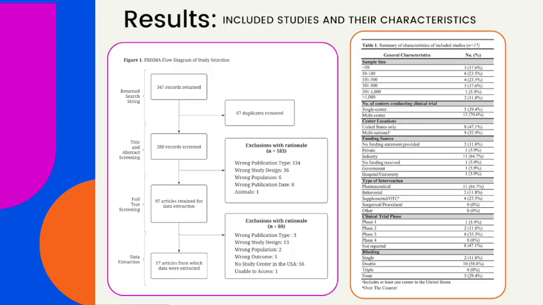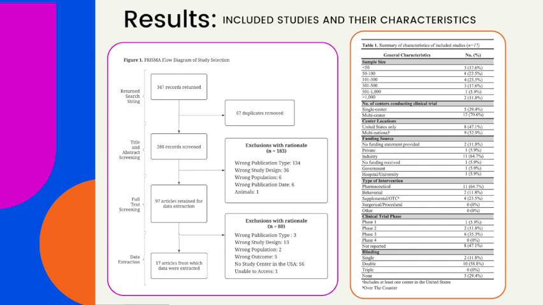Now to go over results. Since we followed PRISMA, we made a PRISMA diagram. To start off, we had 347 records returned based on our search string. After duplicate removal, title and abstract screening, and full text screening, we had 17 articles that data was extracted from. These are the articles included in our systematic review and meta-analysis.